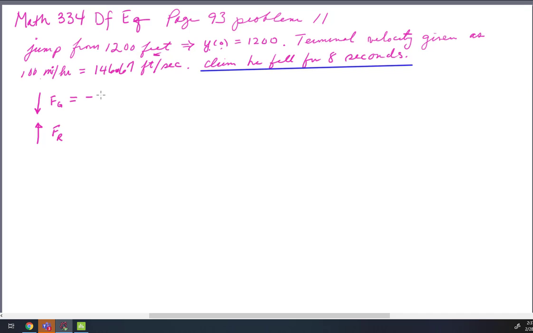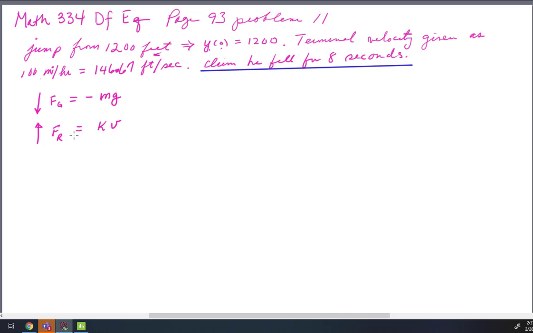Fg would be negative mg, where g is the acceleration due to gravity, and negative because this force is acting in a downward direction. And Fr, the resistance, somewhere in the textbook it said to assume that this is proportional to his velocity. So Fr is kV. Let's be careful of the signs here.